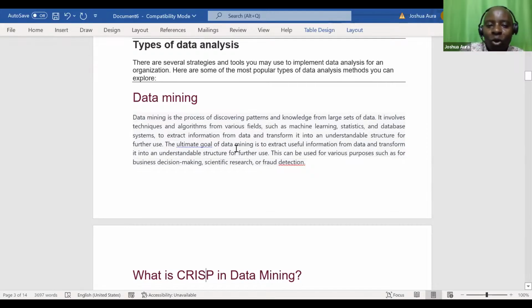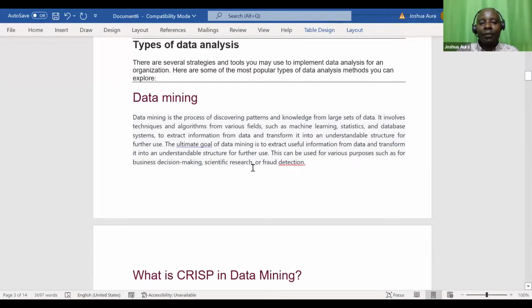The ultimate goal of data mining is to extract useful information from data and transform it into an understandable structure for further use. This can be used for various purposes, such as for business decision-making, scientific research, or fraud detection.